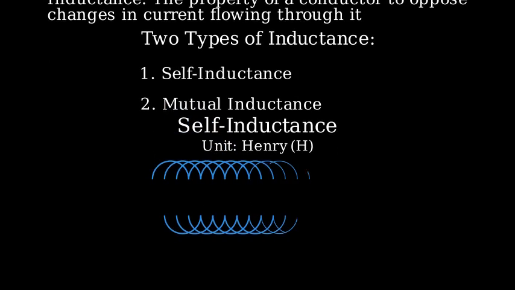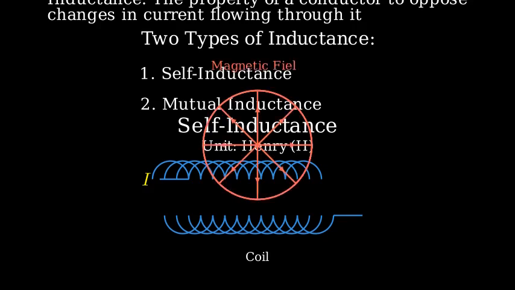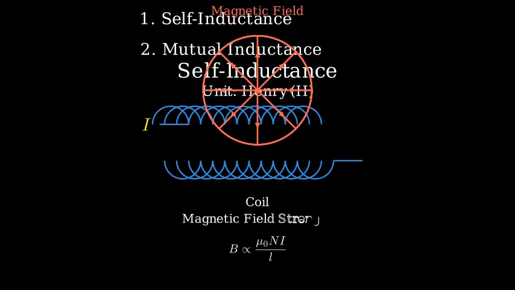To understand self-inductance, imagine a coil of wire with current flowing through it. When electric current flows through the coil, a magnetic field is created around it. The magnetic field lines form closed loops that pass through the center of the coil. The strength of this field depends on the current and the geometry of the coil.